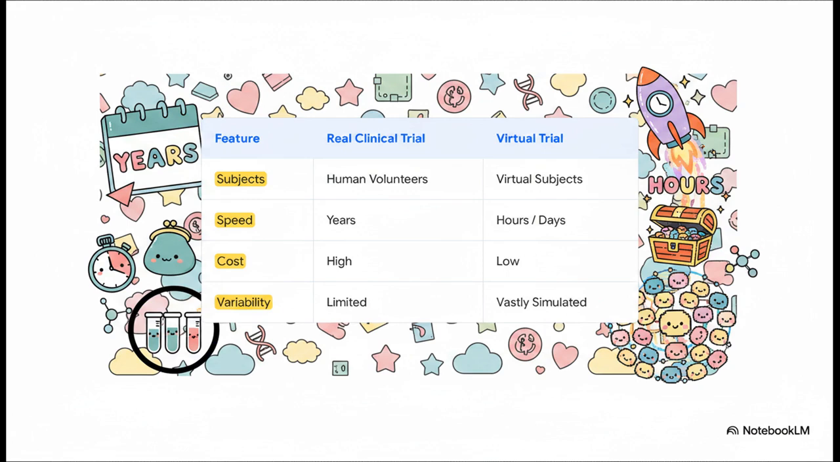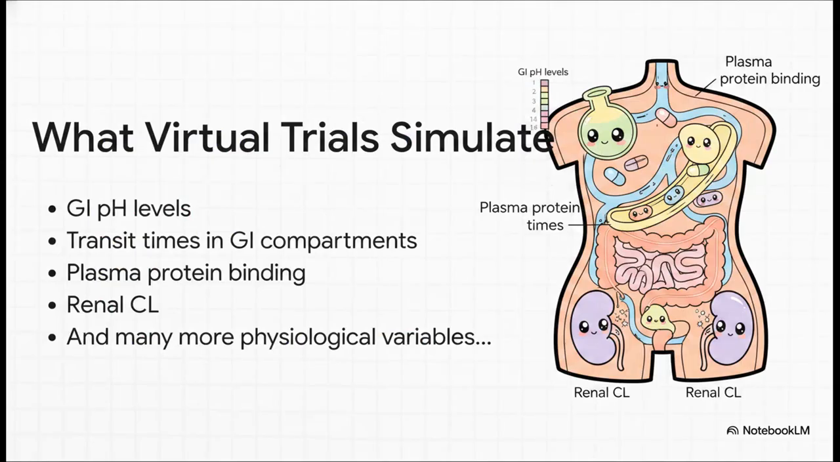This is a massive leap forward. And don't think for a second these are simple simulations. We're talking about modeling incredibly complex systems inside the human body. Things like the changing pH levels in your gut, how fast things move through your organs, how a drug binds to proteins in your blood. It's this insane level of detail that makes these virtual trials so predictive and so powerful.